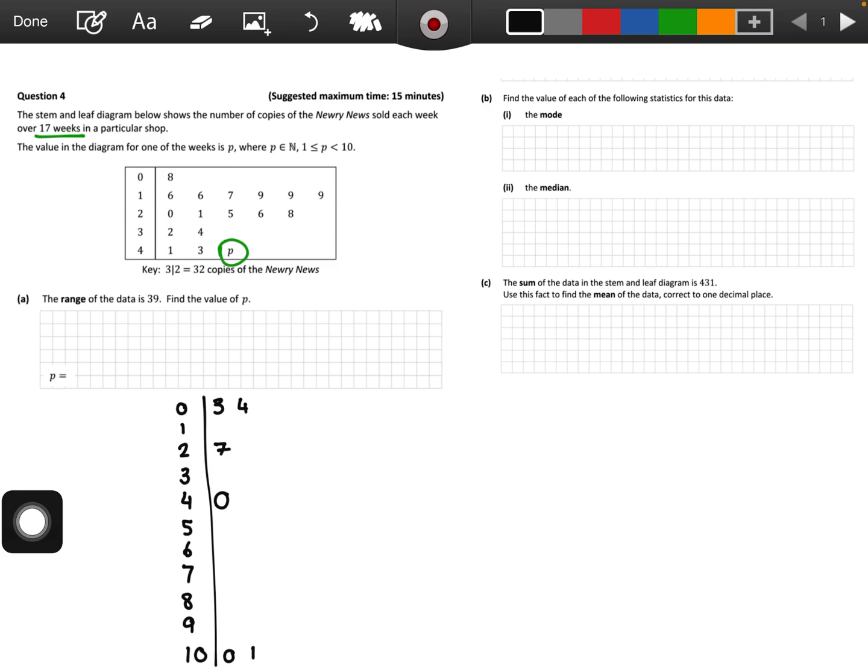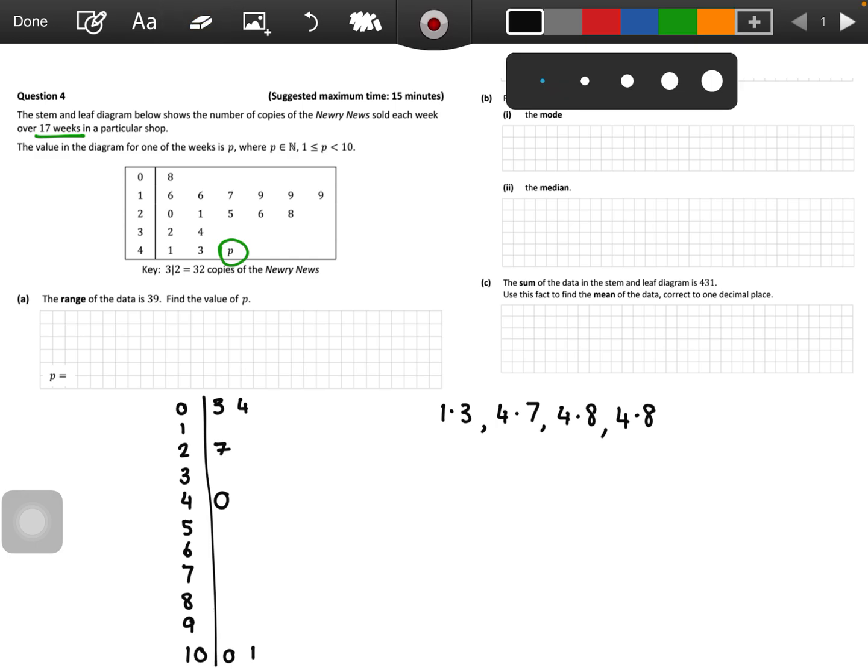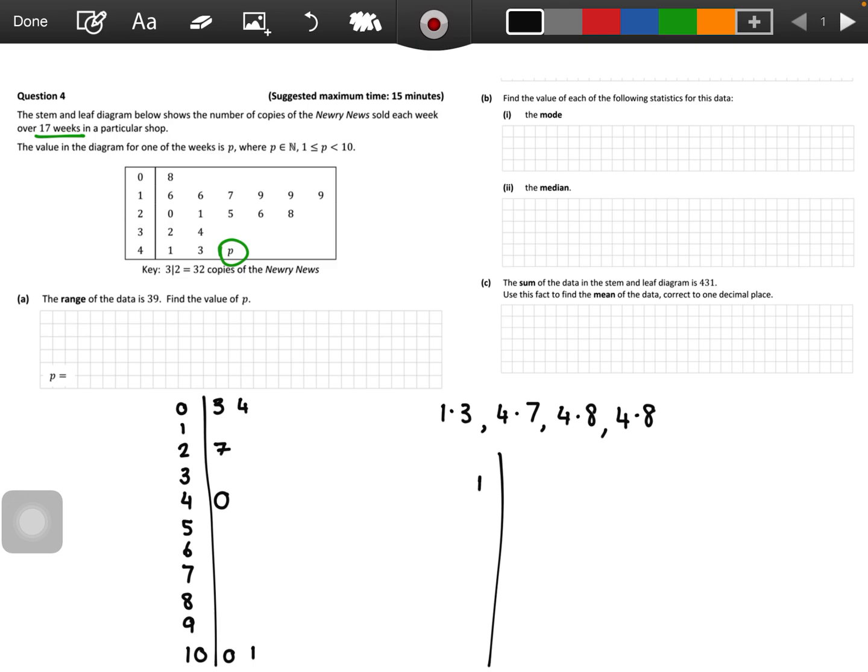If I was looking at numbers like 1.3, 4.7, 4.8, 4.8 again, let's say this was the data that I was collecting. Then again, I would have my same stem, 1, 2, 3, 4, and I would just be putting in that last number. So 3 there, 7 there, 8 there, 8 there. So they're still positive whole numbers in the leaf part. It's just that they're representing a decimal point.